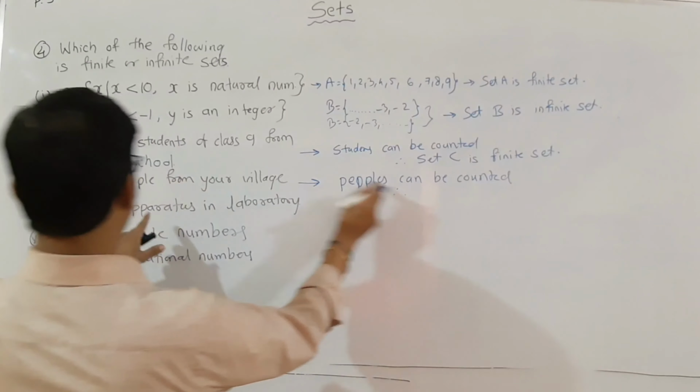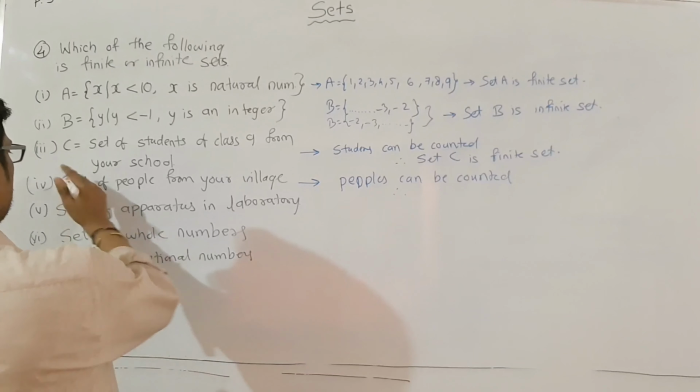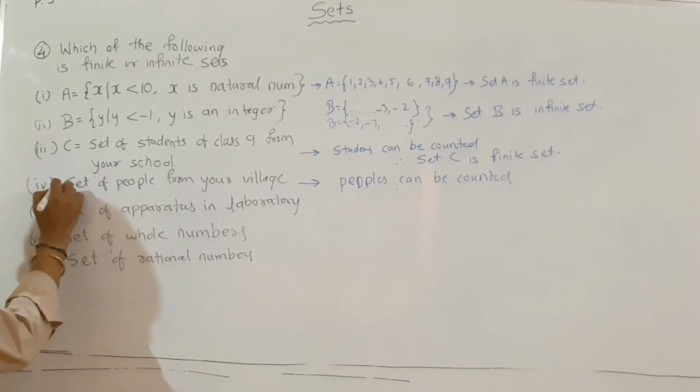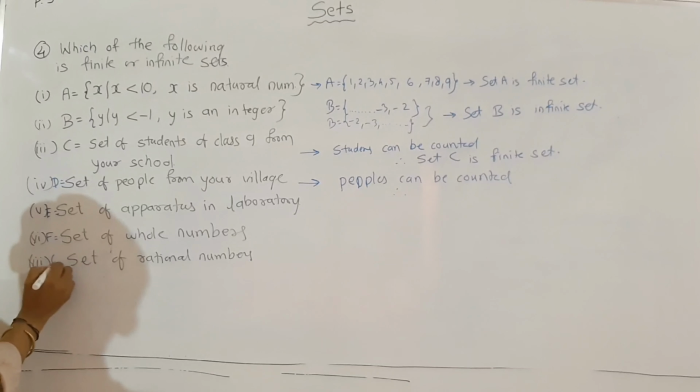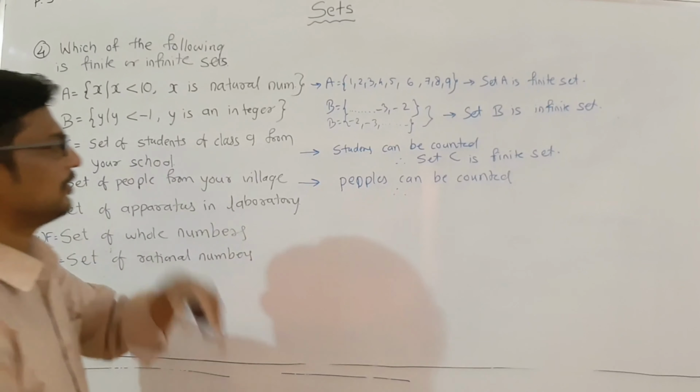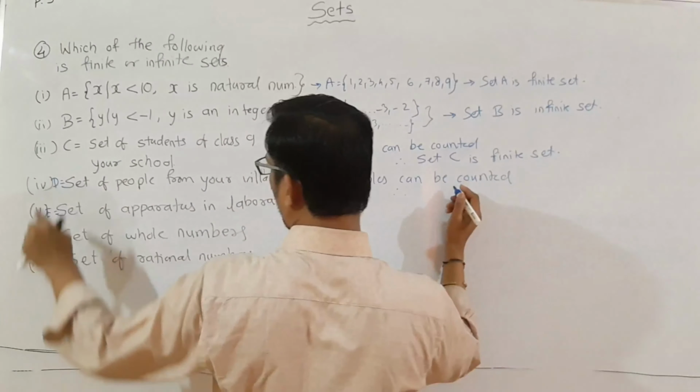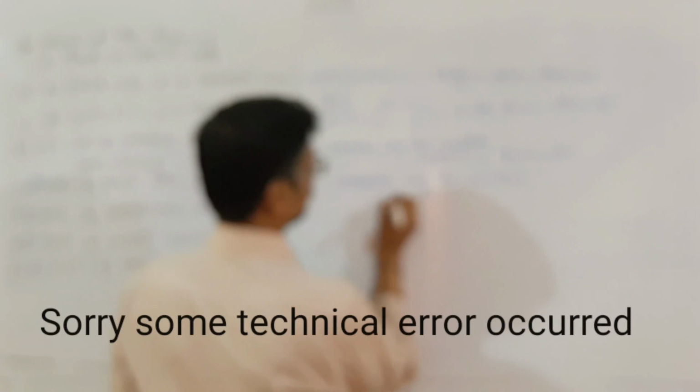Therefore, this set, which is this set? D, E, F, G. So, here, people can be counted. Therefore, this set D is a finite set. Ready? Now next, E set.